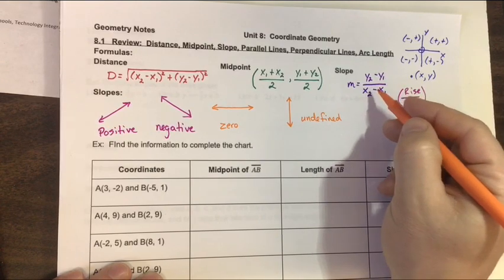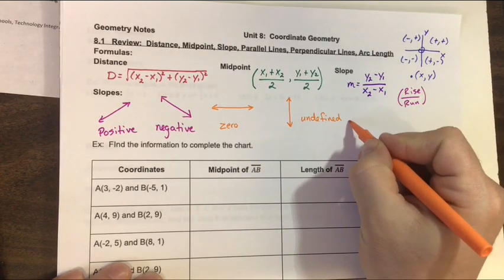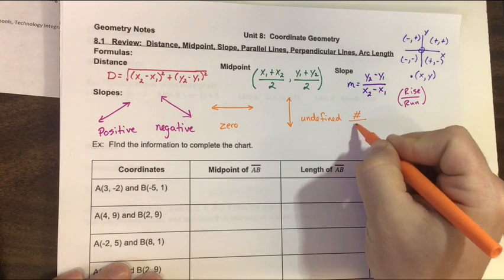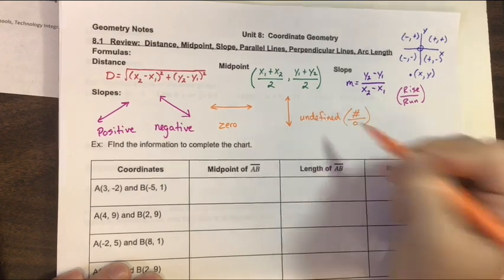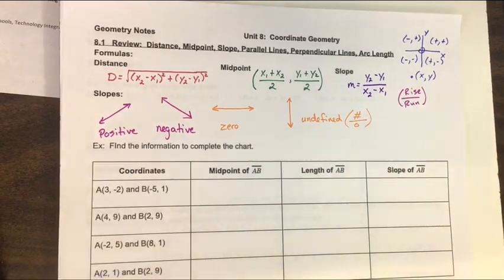And when I plug into this formula to get this, the bottom of your fraction would have to be 0, okay, where we have some number divided by 0. That gives us an undefined slope because that's not possible mathematically. You can't divide by 0.